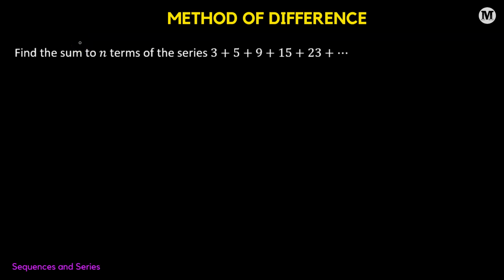Find the sum to n terms of the following series. Let us begin. So here we have a series whose first term is 3, followed by 5, then we have 9, added to 15, plus 23, and the rest of the terms.